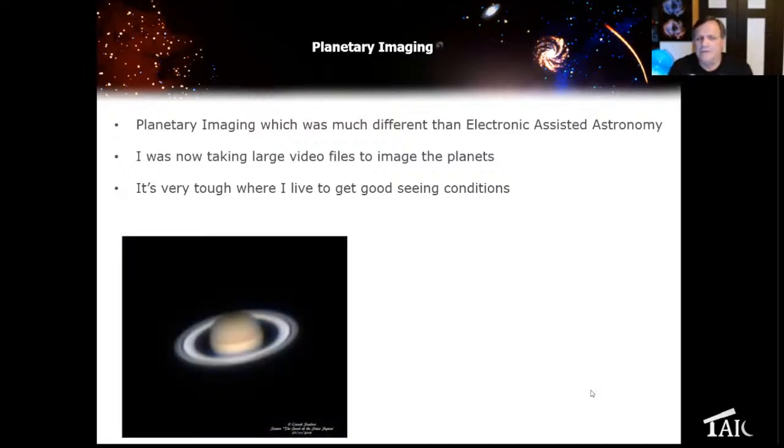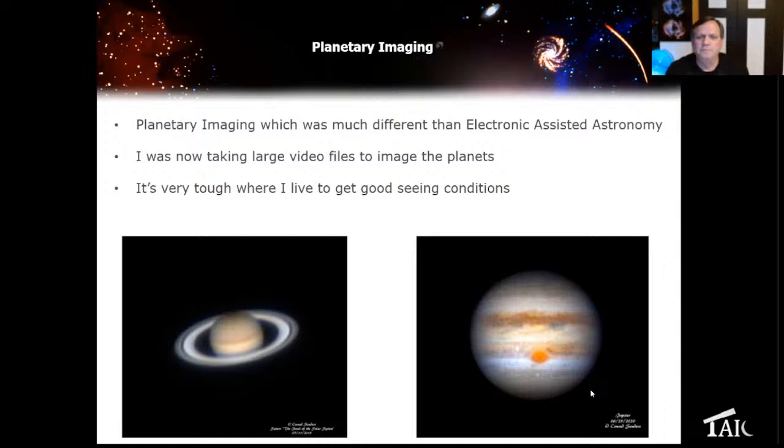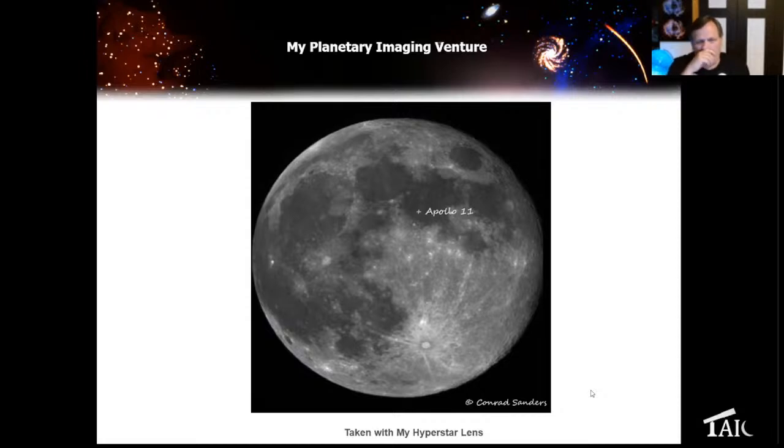But I talked about that incident I had earlier. This is my Saturn image from that night. I've never got a Saturn this good before. This was not using a Barlow. This was just an 8-inch SCT. And I still can't reproduce that, but I was very happy with the outcome of Saturn. And then here's an image of Jupiter using the same size telescope. And then here I took an image of the moon. The field of view with the Hyperstar lens allowed me to get the entire moon in there. And then I marked approximately where Apollo 11 landed.